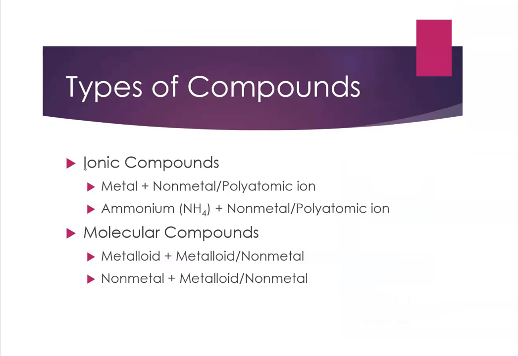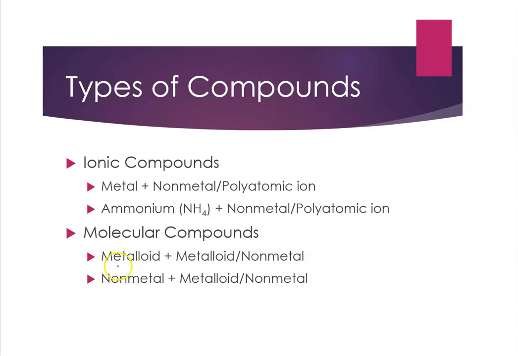Nomenclature is a system of naming compounds. So we have two different types of compounds that we're going to be looking at. We have ionic compounds and molecular compounds. To break it down into the simplest terms, ionic compounds are made up of a metal and either a nonmetal or what's called a polyatomic ion, or they are made up of ammonium, which is NH4 plus, and a nonmetal or a polyatomic ion. And then molecular compounds are just anything that doesn't start with a metal or ammonium.